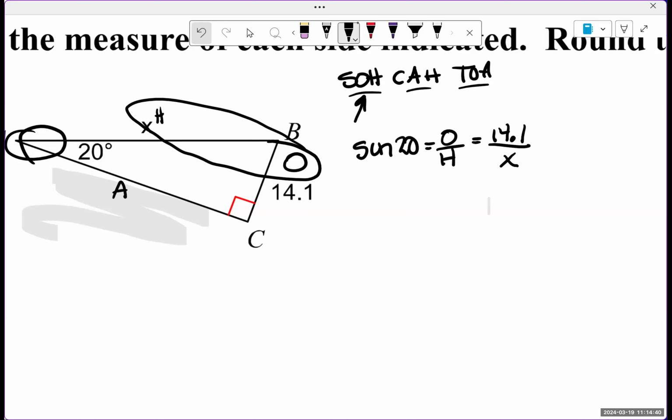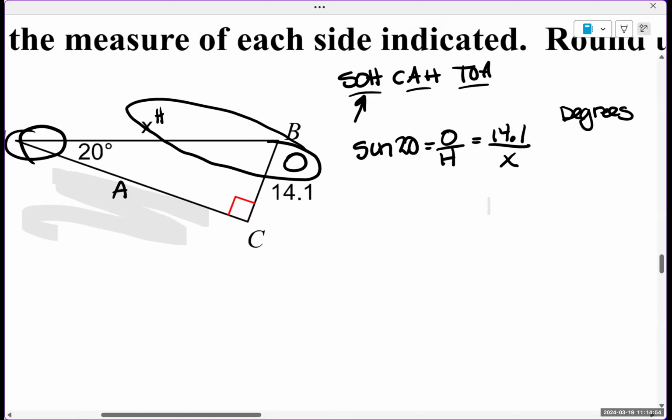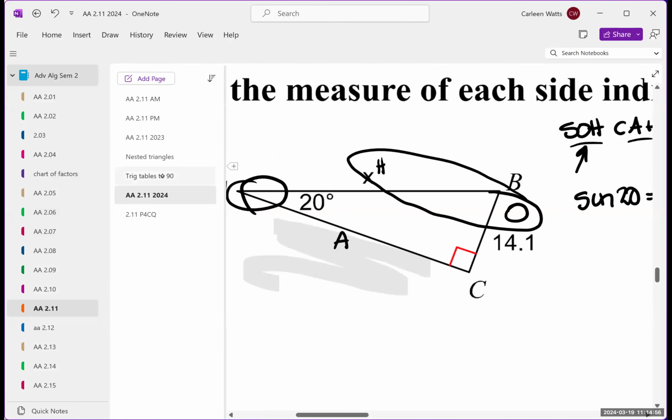Sine of 20 degrees. You can do that in the calculator. Make sure your calculator is set to degrees, not radians. Or we can look at a trig table.